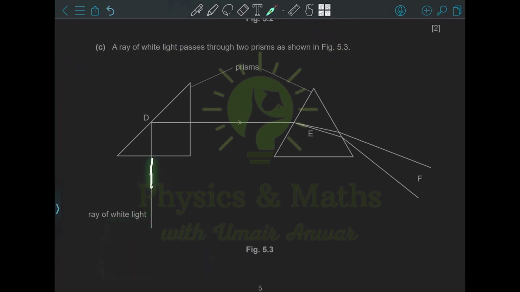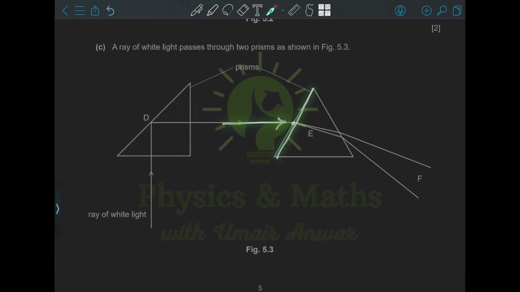Now, when the white light strikes this surface, it follows its path undeflected, the reason being the angle with the normal is 0 degrees. Now, when it strikes this surface, the angle of incidence here is greater than the critical angle for the prism. So total internal reflection occurs, and it is reflected within the prism and follows this path. Again, it follows a path undeflected from this surface of the prism.